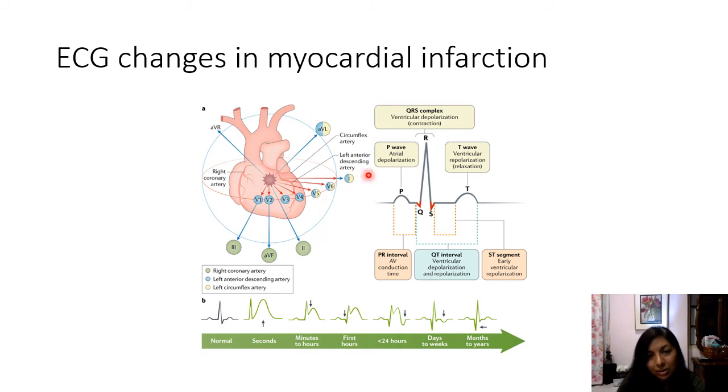But there's usually a bit of an overlap of the supply between left anterior descending and circumflex. It's a little bit hard to really tease that apart. And this is the pattern of changes that you would see in somebody who's had a myocardial infarct.